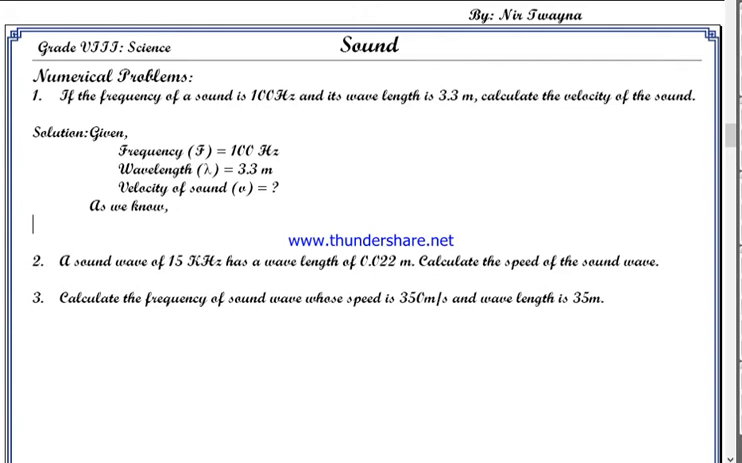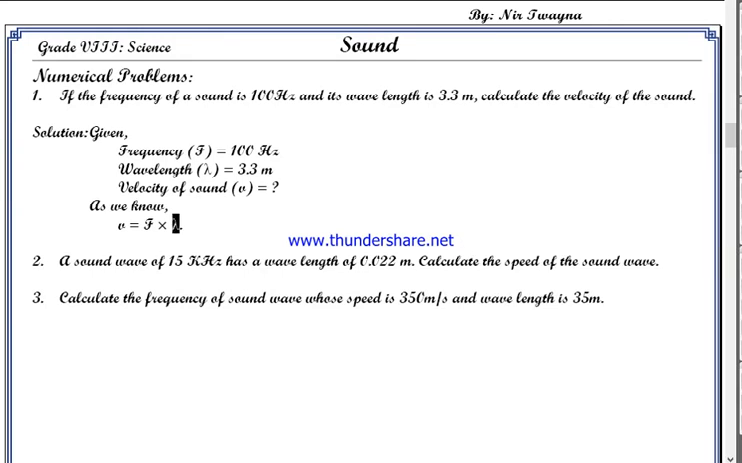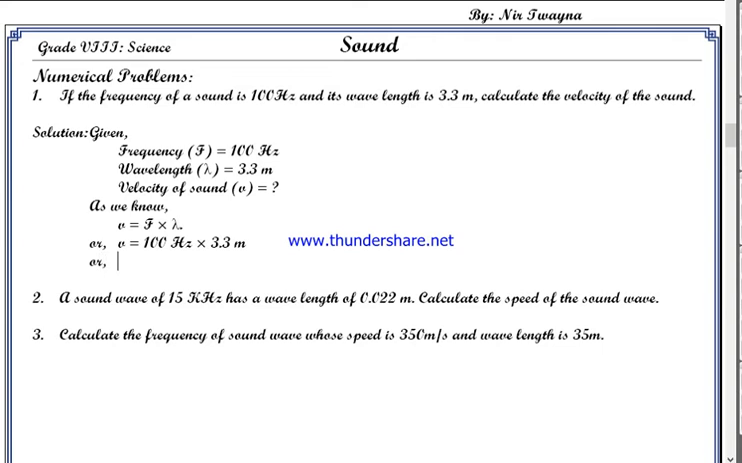As we know, what is the formula for velocity? V equals F multiplied by lambda. We don't know V, do we? F, 100 Hz, multiplied by lambda, 3.3 meter. So V equals, multiplying this, you will get 330.